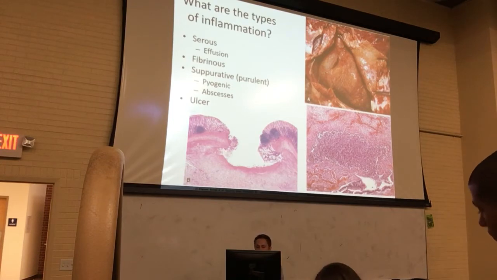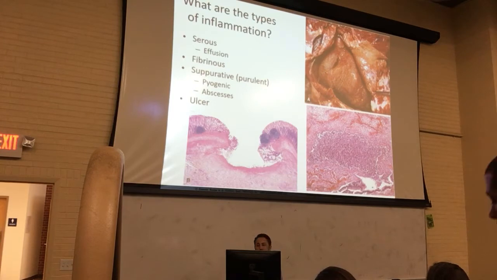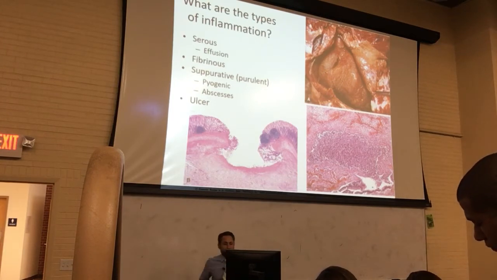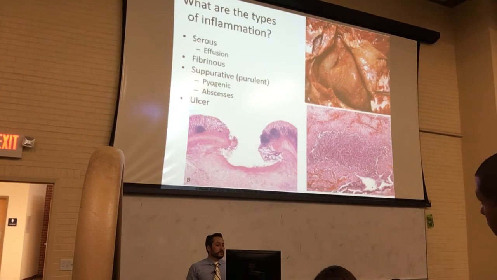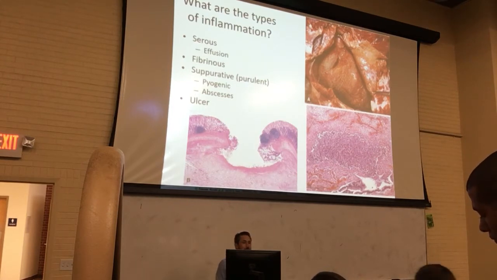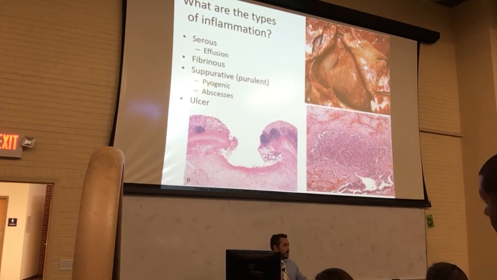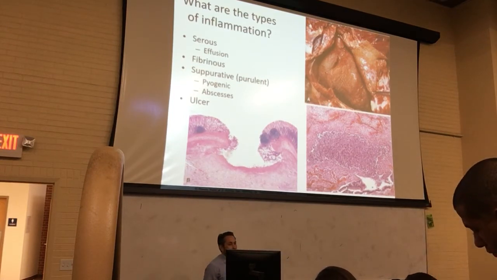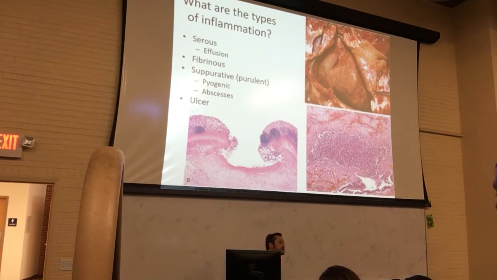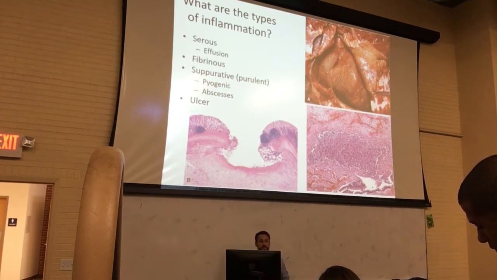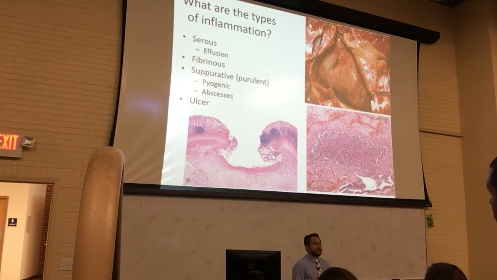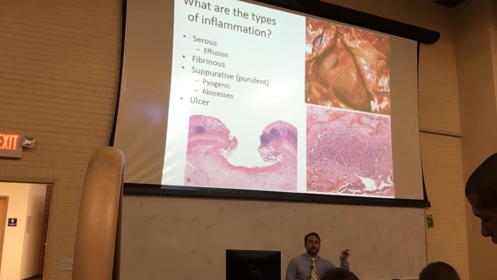Suppurative or purulent. Suppurative really is referring to exudate that comes from the neutrophils, as well as necrotic cells and the edema fluid. So if there's an infection present, like a microbe, then it would actually be pyogenic. And you're going to have pus. Okay? It's infected. So that would be suppurative. Abscesses are just a local pocket or an accumulation of that pus.